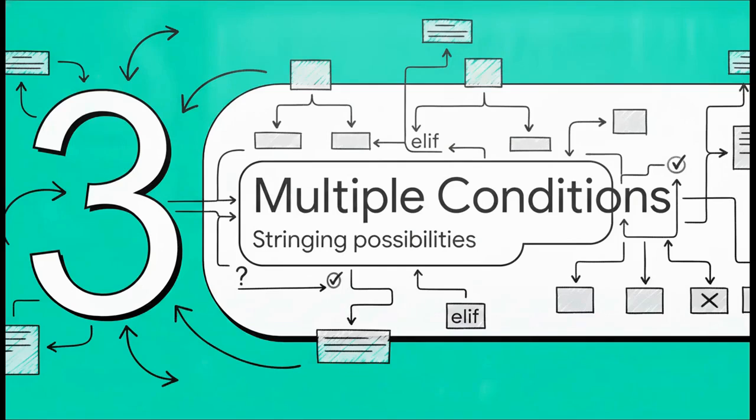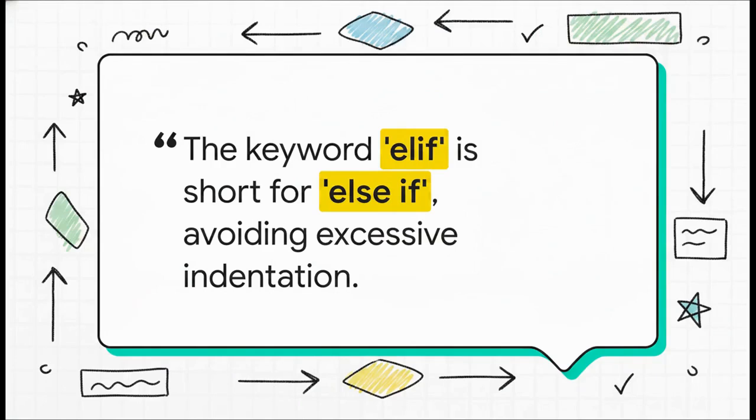Section 3. Multiple conditions using elif. Stringing possibilities together. Sometimes a simple yes or no just isn't enough to get the job done. That's where elif comes in. The official Python documentation notes that elif, which is just short for else if, allows us to cleanly check multiple different conditions in a structured sequence. So if your initial if condition turns out to be false, your program doesn't just give up right there. It moves right on down to check the elif condition. And the coolest part? You can chain as many of these elif statements together as you need.